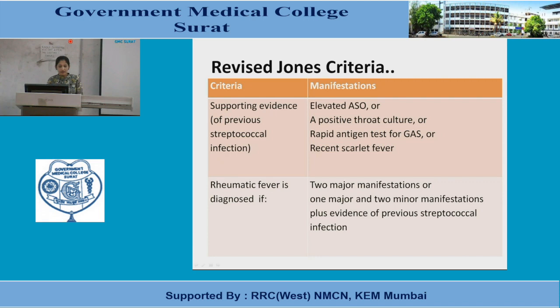Rheumatic fever is diagnosed if two major manifestations, as mentioned earlier, or one major and two minor manifestations plus evidence of the previous streptococcal infection are present. Then it is a proven case of acute rheumatic fever. So in the revised Jones criteria, two major or one major and two minor conditions should be fulfilled along with the previous history of the pharyngeal infection.